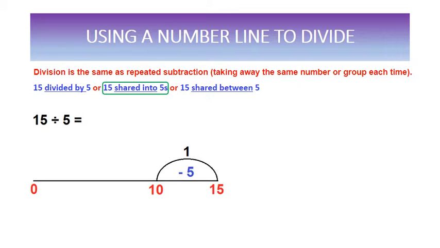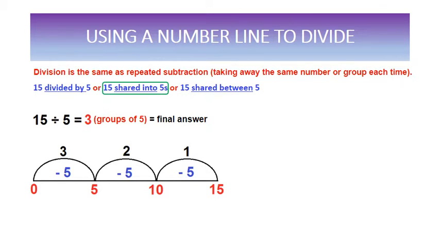So that's one group. Now, can we take 5 away from 10? Yes, we can. That will take us to 5. That's a second group of 5. So we've got 5. We take the last 5 away, we reach the 0. And there we have 3 groups of 5. So we've shared the 15 into 5s, and there are 3 groups of them, equal groups. And that's our final answer.